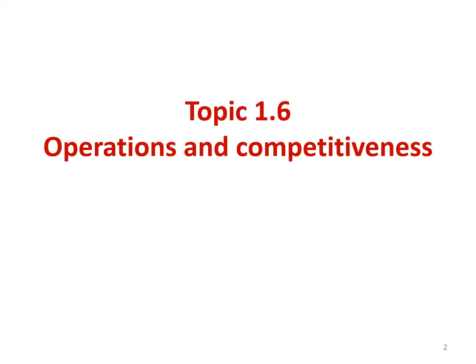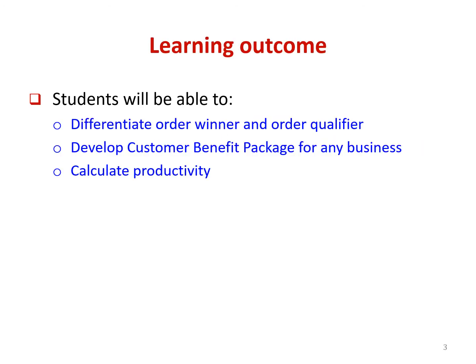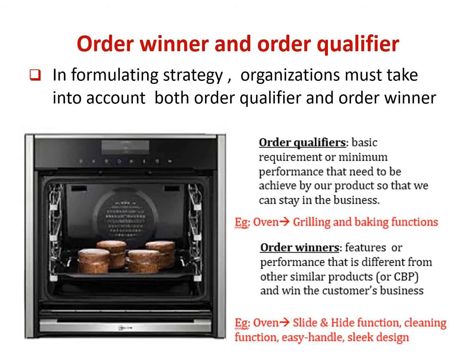So we continue with topic 1.6, which is the last topic for this lecture. At the end of this topic, the students should be able to differentiate order winner and order qualifier, develop customer benefit package, or abbreviated as CBP, for any business, and lastly calculate productivity.